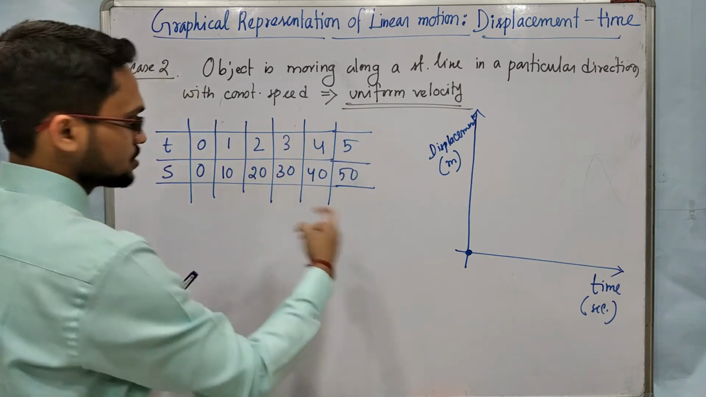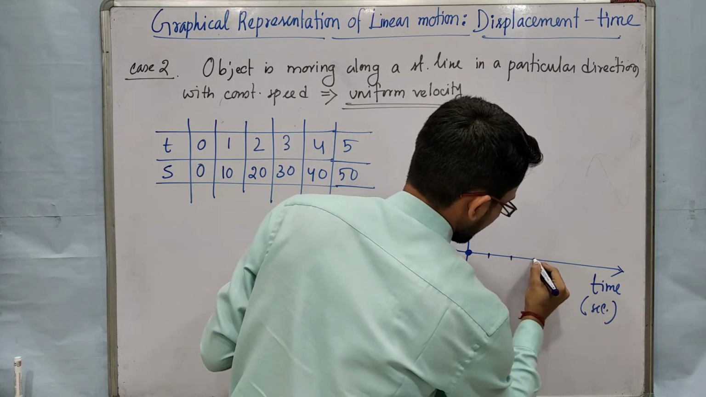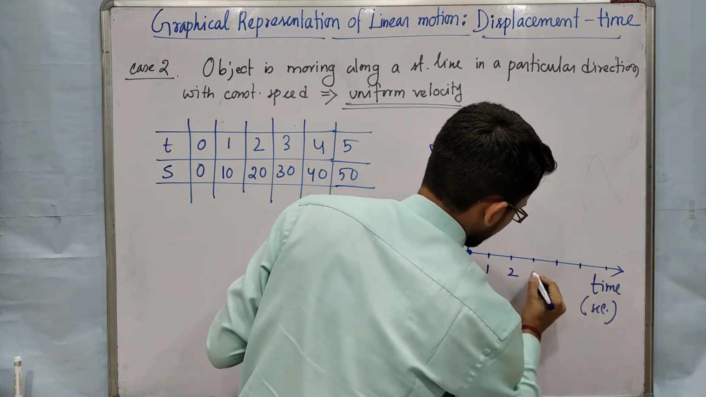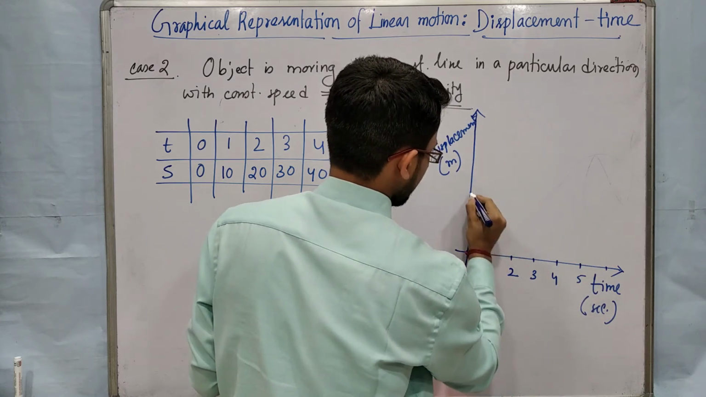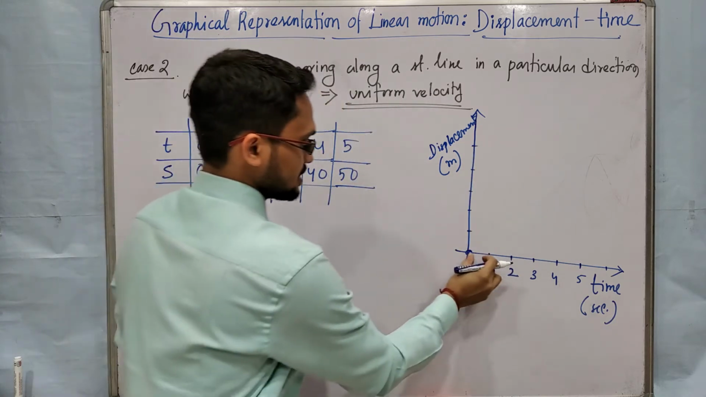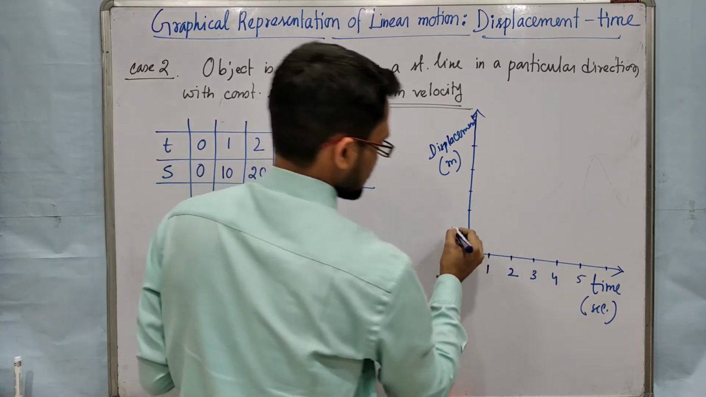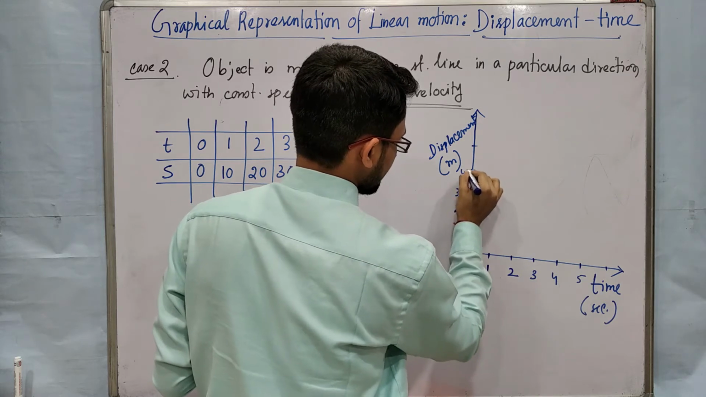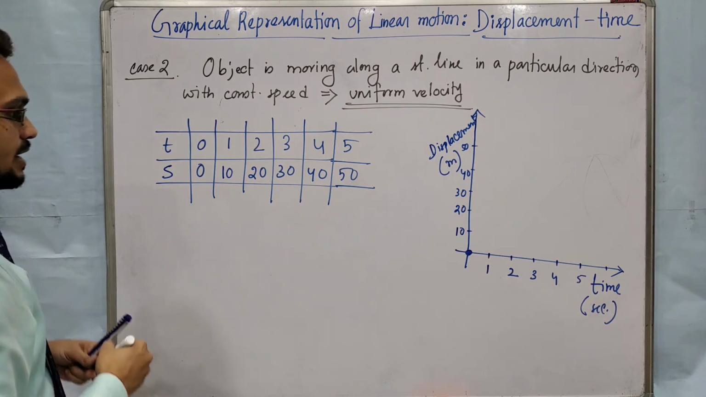So how will you draw the graph? So draw the graph here. Take, suppose this is 1, 2, 3, 4, 5, 6 along the time axis. Okay, along this 10, 20, 30, 40, 50. These distances should be equal, okay, because it is equal interval. So 10, 20, 30, 40, 50. Okay, now put these points.